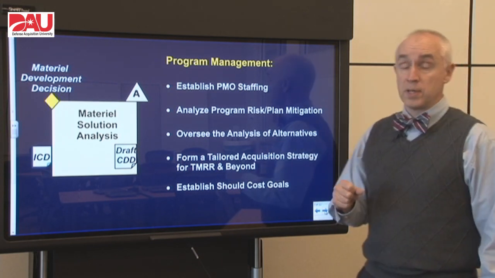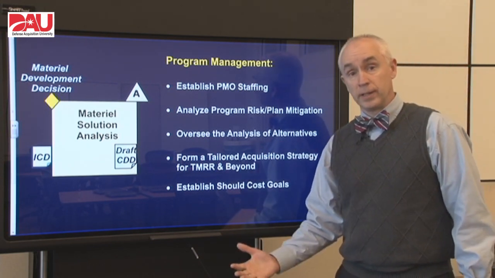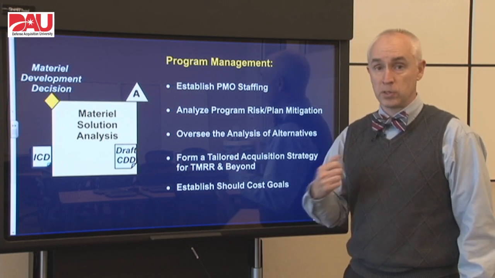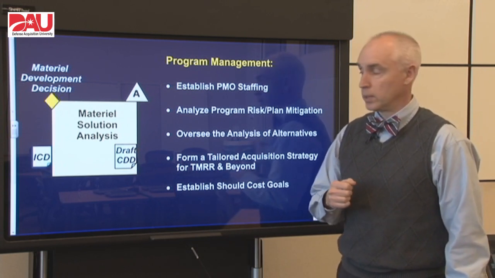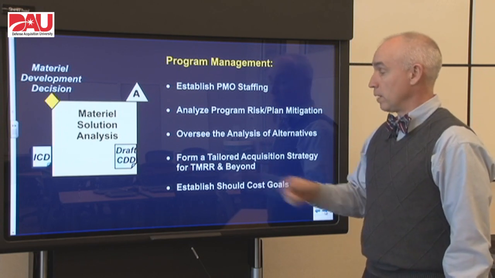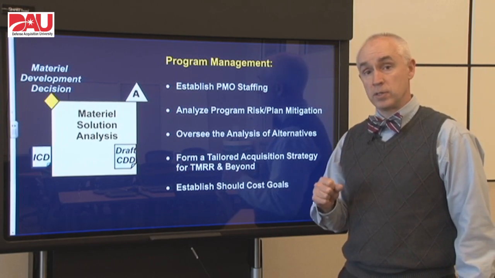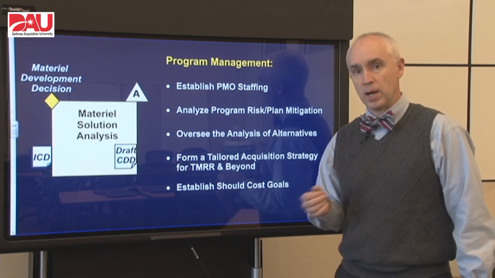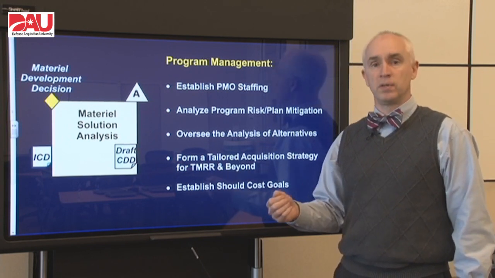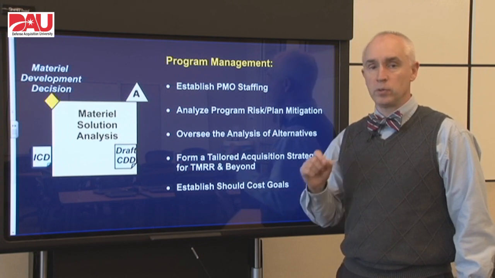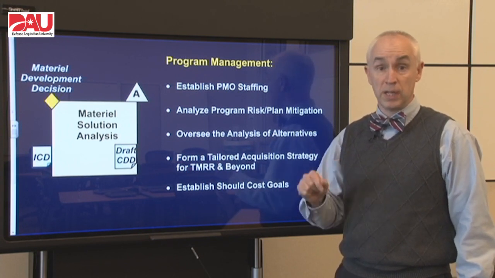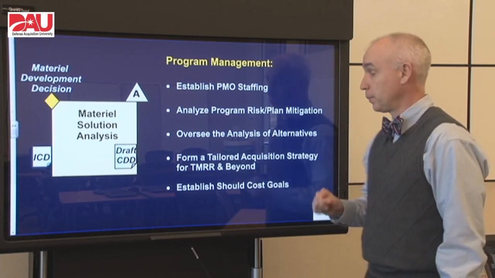We also have to oversee that analysis of alternatives. That's not done in the program office, but we certainly have to interface with the folks that are doing that and make sure that we provide our input as that's happening. We have to form a tailored acquisition strategy. Tailored is key here. What I'm showing you is just kind of the generic process. Every program is different, so you have to tailor your acquisition strategy to the particular challenges of the need that you're delivering to the warfighter.